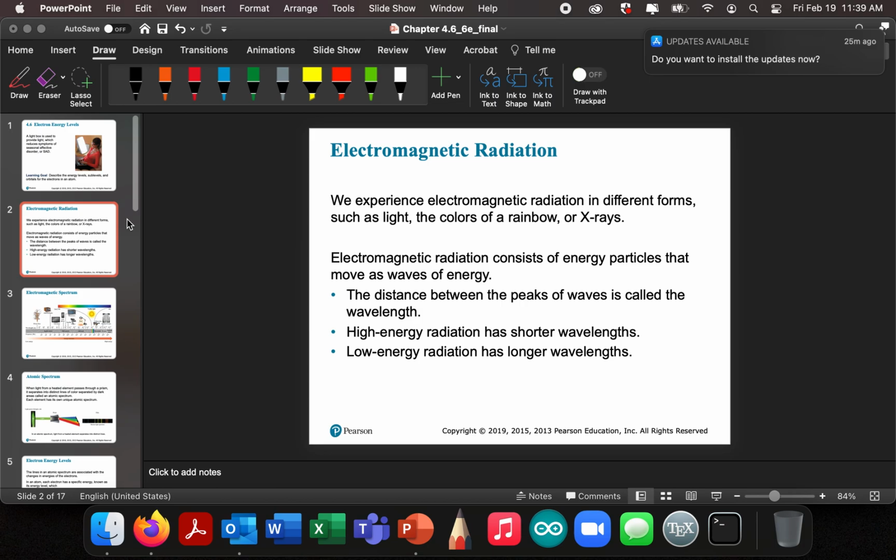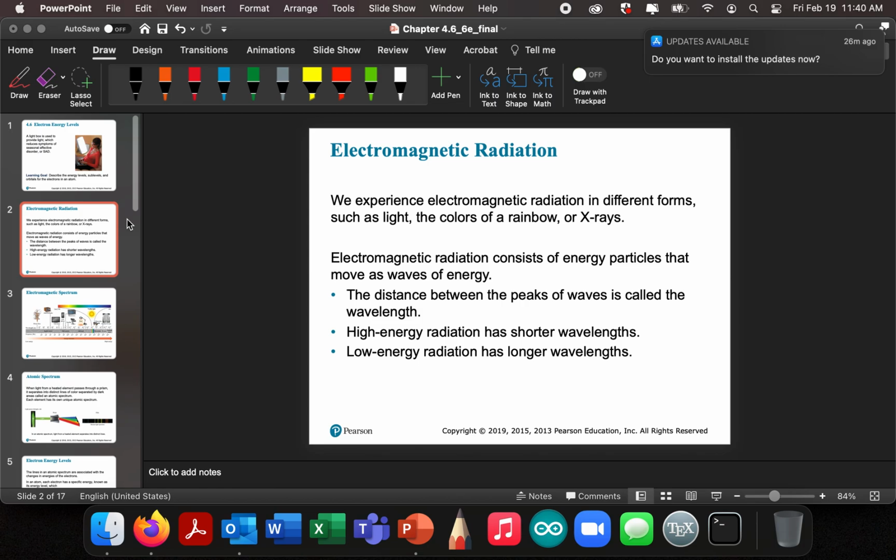So we experience electromagnetic radiation in different forms, such as light, which is the colors of the rainbow, or X-rays, or gamma rays, or hopefully not gamma rays, those are pretty high energy, radio waves and microwaves and so on. So these are all examples of electromagnetic radiation. Electromagnetic, I have a hard time saying this word, so I'm going to try to push through. Electromagnetic radiation consists of energy particles that move as waves of energy. They are both particles and waves.